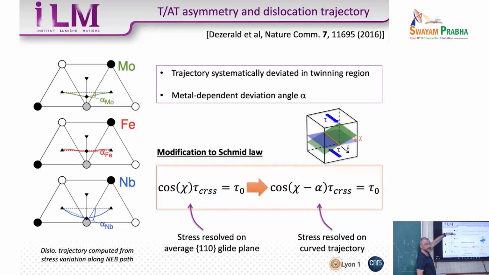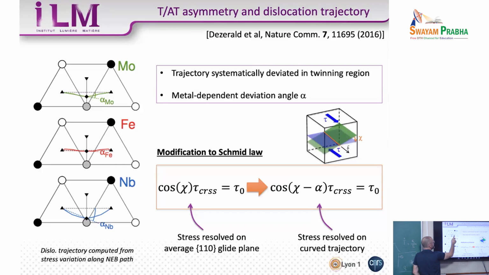So here it would be the 110 glide plane. But what we see is that in reality, the glide plane is 110, but only on average, because there are these deviations. And what she said is that let's assume that actually what counts is the stress which is resolved not on the 110, but along the trajectory which is deviated. And so to make things simple, we're going to assume that the trajectory deviation here is linear, and so we can define an angle here, alpha, which is the angle of deviation of the trajectory. You see what I mean?